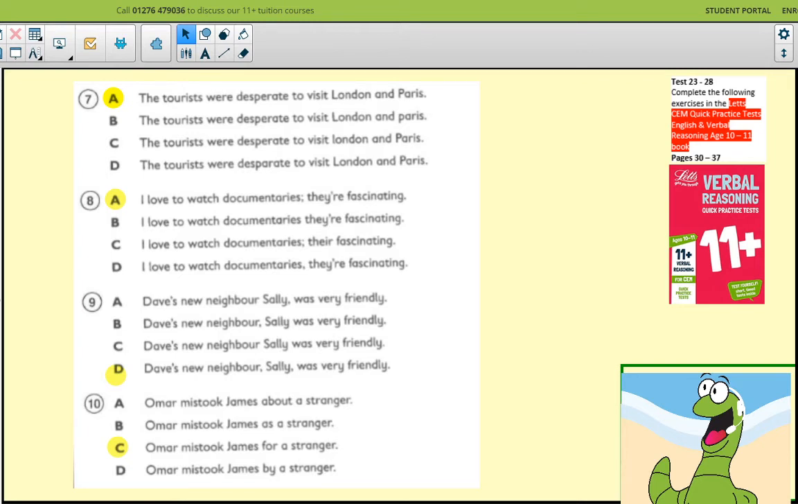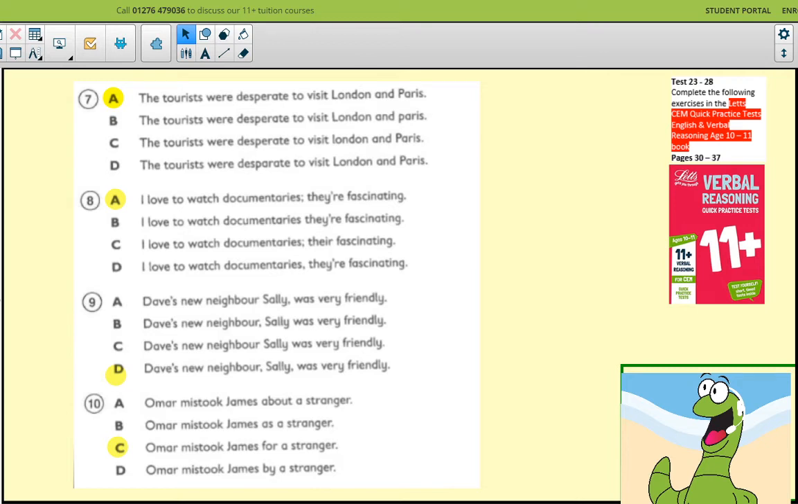I love to watch documentaries. They are fascinating. Now, this definitely wasn't C because there is a contraction of they are. So you needed one of these examples. And this had no punctuation in the middle. I love to watch documentaries. They're fascinating. The purpose of this semicolon here is to create a pause, which a comma also does.